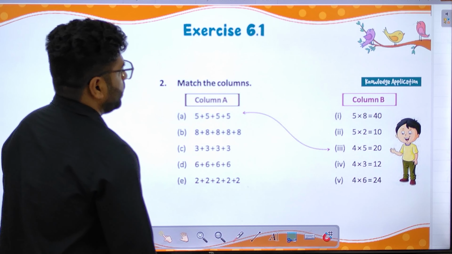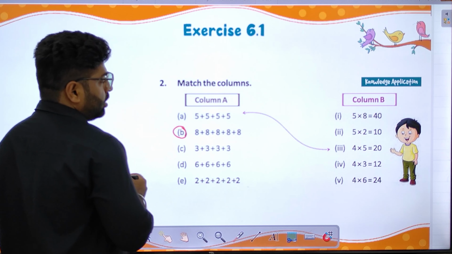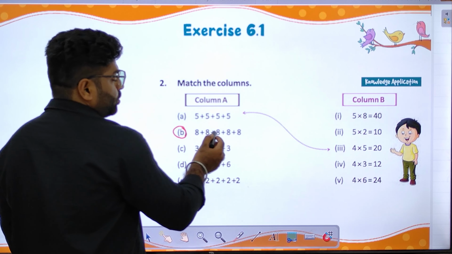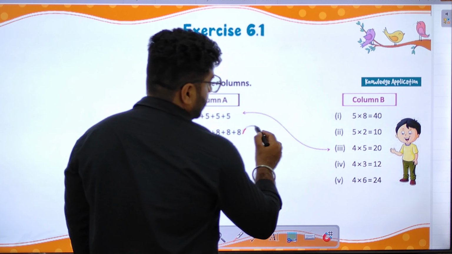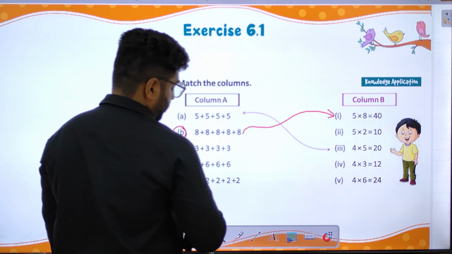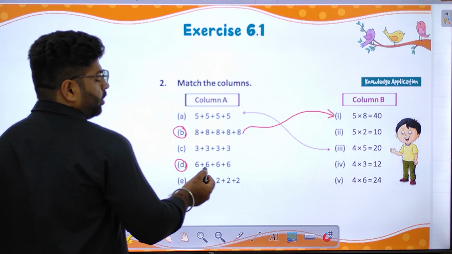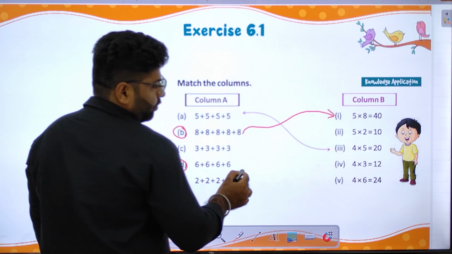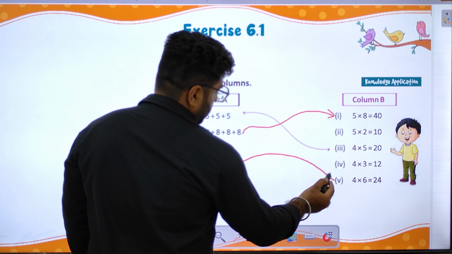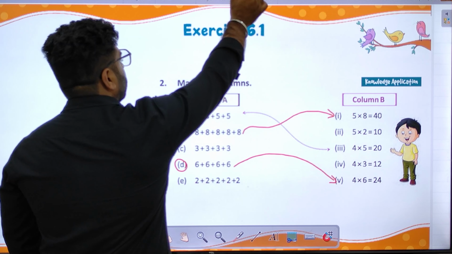So here we are having column A and B. Just take question number 2, B part. 1, 2, 3, 4, 5. 5 times 8. Have you seen 5 times 8? Yes. This is 40. Let's choose D part also. It is 1, 2, 3, 4. Here we are having 4 times 6. Have you seen 4 times 6? Yes. This is the fifth part. Clear? In this way, you have to solve this question.